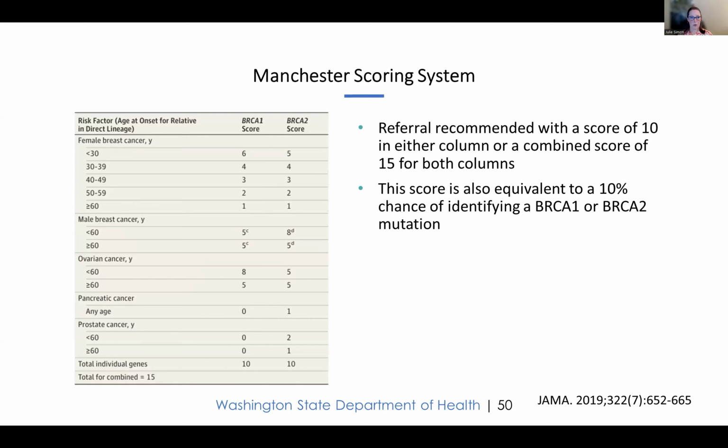If we go to the next tool, again, you can see that it breaks down looking at family information. It recommends a referral with that score of 10 in either column or 15 together. That helps pick up some of these families where they may have different types of cancers that don't clearly fit one or other of the BRCA1 or 2, even though we would test them together.